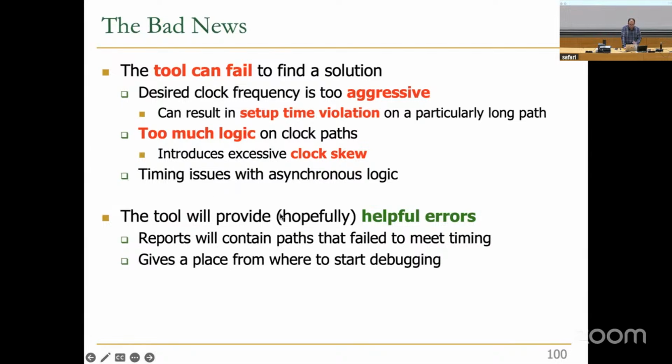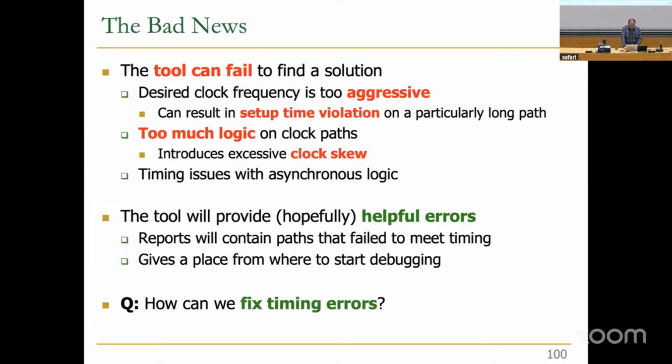So the tool will provide, hopefully, helpful errors, and reports will contain paths that fail to meet timing. When it has failed, you can query some of these reports, and you're going to see that, okay, the setup time failed in a path from input A to output Y, for example. And then that gives you a clue to go into your circuit and try to optimize your design, because you can actually help your tool in order to finally meet your desired frequency, for example. Okay, and these reports can give a place from where to start debugging.